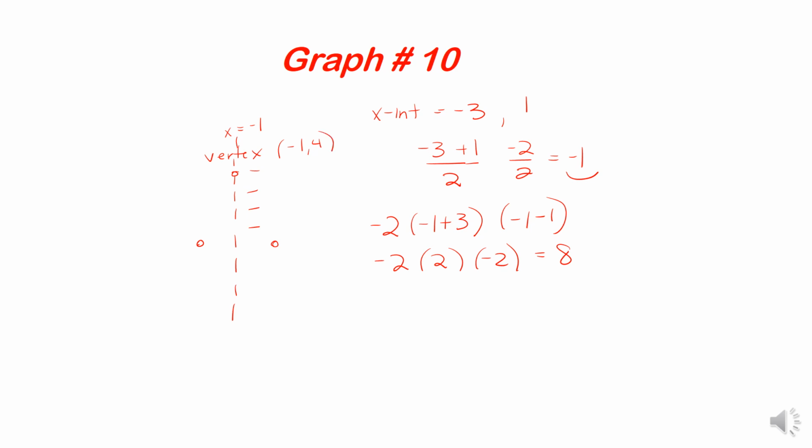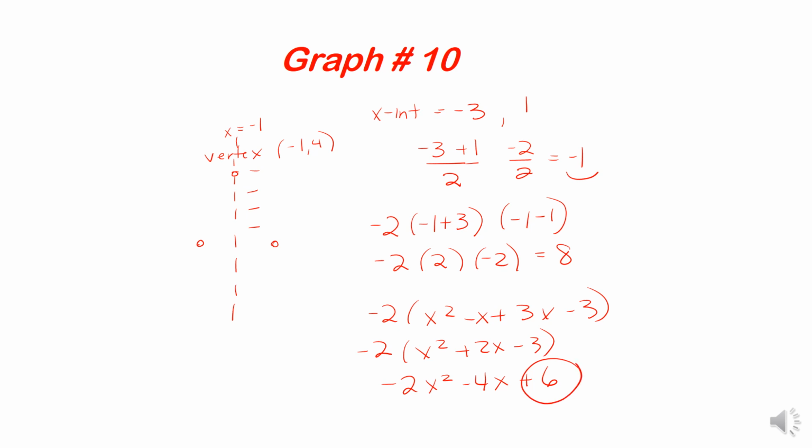Okay, now remember how I showed you if you want to get a nice neat graph, you're going to go ahead and find your y-intercept. So I'm going to go ahead and multiply this out, -2, FOIL the two binomials, x squared minus x plus 3x minus 3 is x squared plus 2x minus 3, and now I'm going to multiply everything by that -2, -2x squared minus 4x plus 6. And there's my y-intercept.